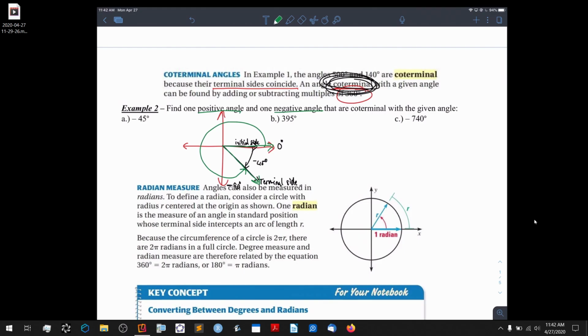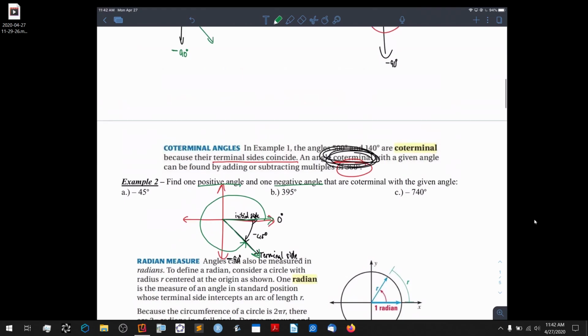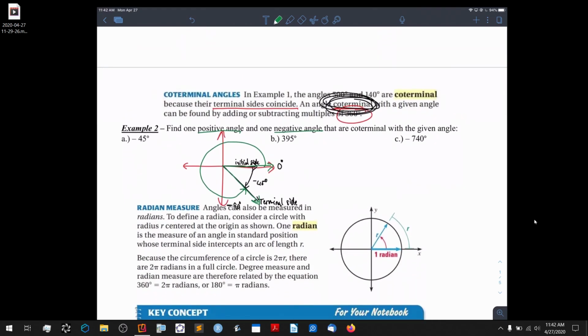Notice their initial side and their terminal side are the same. And this angle, how big is this angle? Well, I went the positive way around this time. So this is 90 degrees, this is 180 degrees, this is 270 degrees, and this would be 360 degrees, but I didn't quite get to 360. I stopped 45 degrees short of 360. So it would be 360 minus 45, so this angle would be 315 degrees. So that would be a positive coterminal angle.